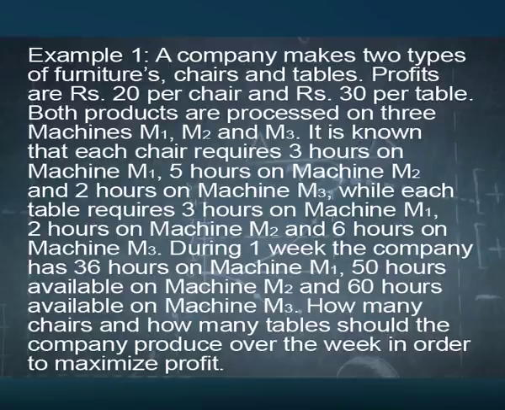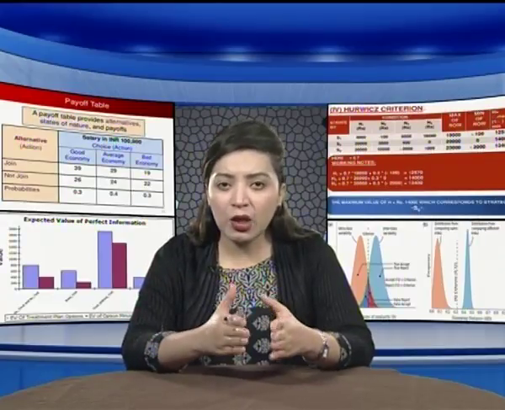Now, how many chairs and how many tables should the company produce over the week in order to maximize the profit? So, this is the problem. Many problems involving decision making under certainty, including this one, are solved using a technique known as linear programming.